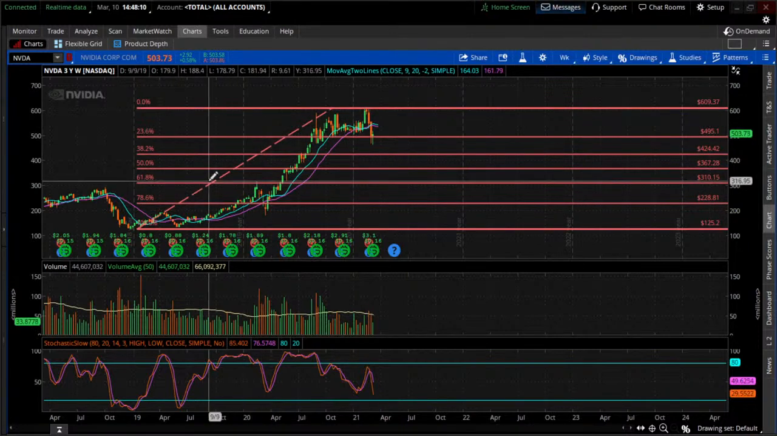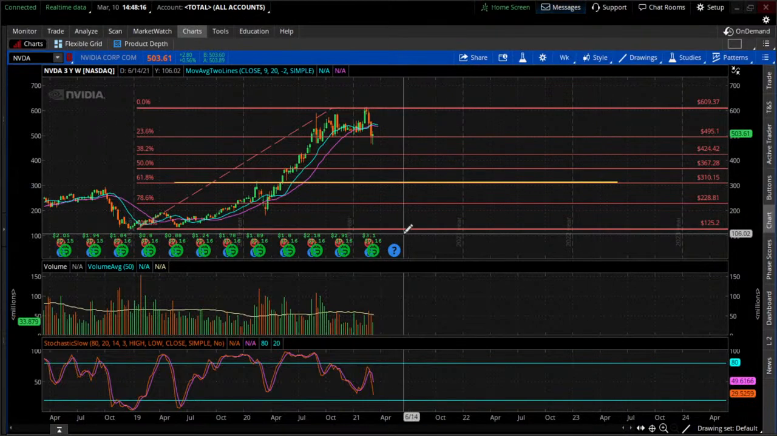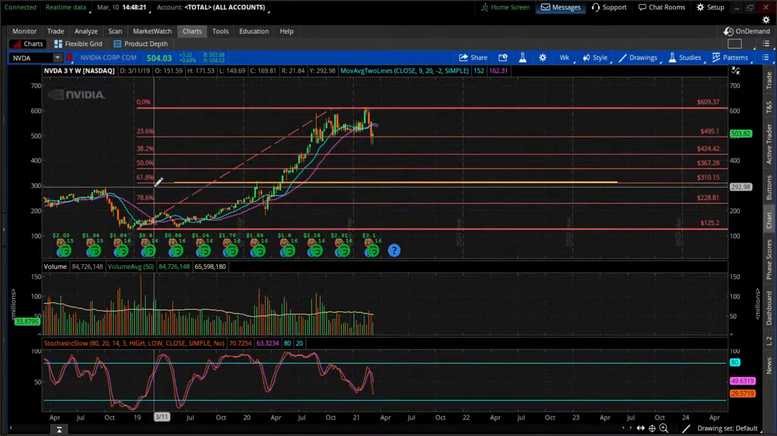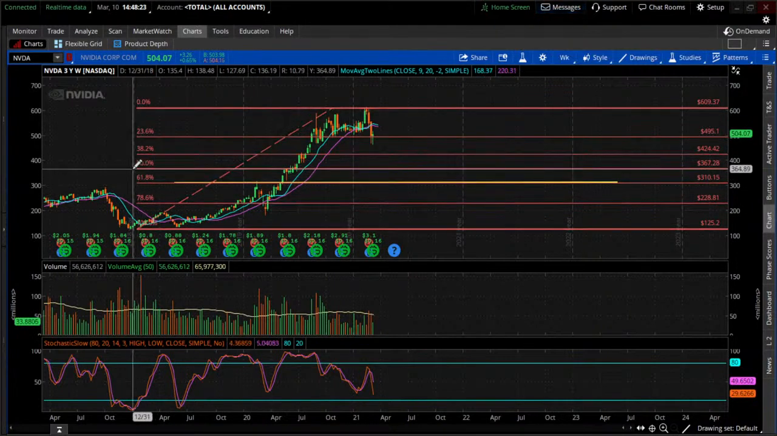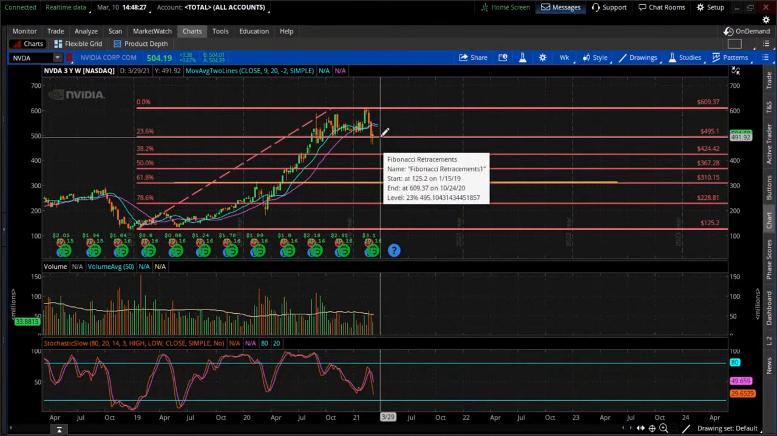That's right here. That's where you can see that support. It's even support. That was resistance, now support. That's the 61.8. That's the one I usually like looking at. Of course, we got the 50. The 50 is 367. So, yeah.